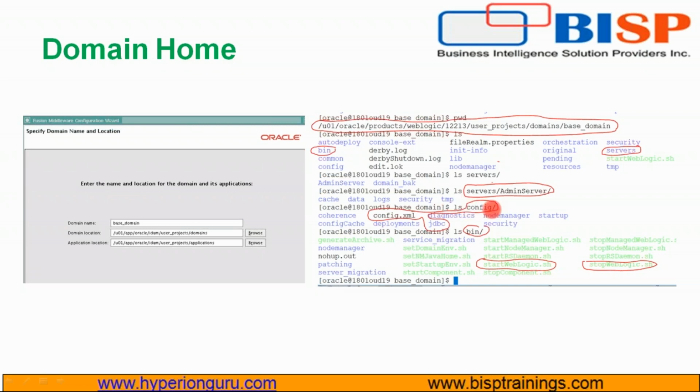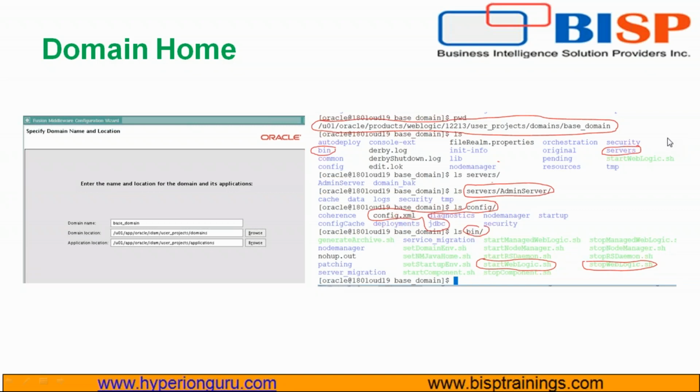Similarly, you have the config directory, another useful directory, and this file is the most important one, config.xml. This file is actually the heart of your system. It contains all the configuration of your domain. Any corruption in this file screws up the whole environment. So it is advisable that you don't touch this file directly. Instead, use your WebLogic console or your Fusion Middleware Control to change anything in your system.